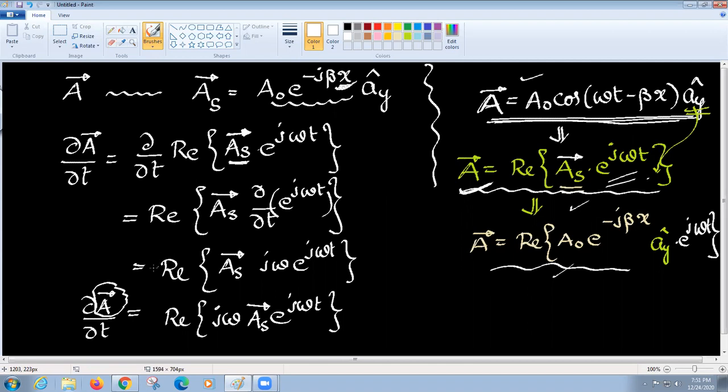So I would say this one. The time derivative of an instantaneous quantity is equivalent to multiplying its Phasor form by j omega. So this is a very important note.